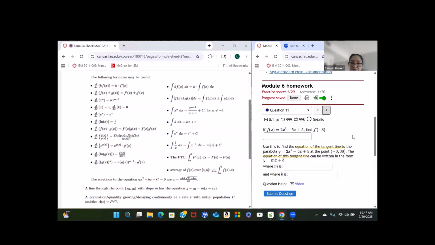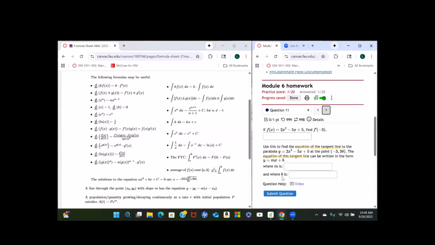If they didn't say y equals mx plus b, what I know is that anytime I want an equation of a line, it's either y equals mx plus b, or you can use y minus y1 equals m times x minus x1. Either one. In this one, you have to use y equals mx plus b, and there's a certain reason for it, because they're asking you what m is and what b is. They're not asking you for the equation yet.